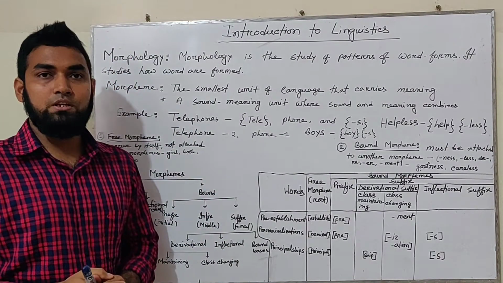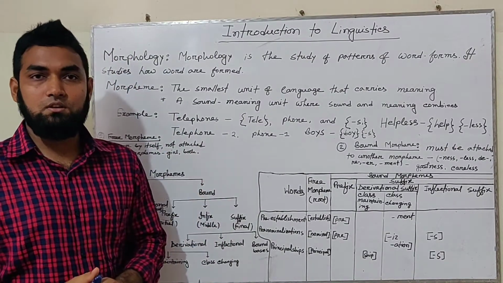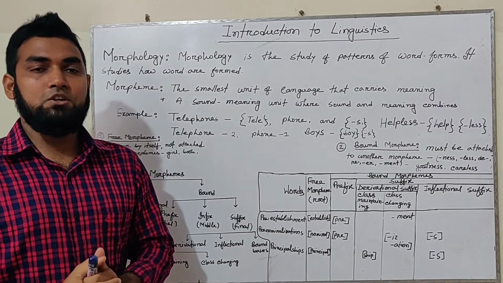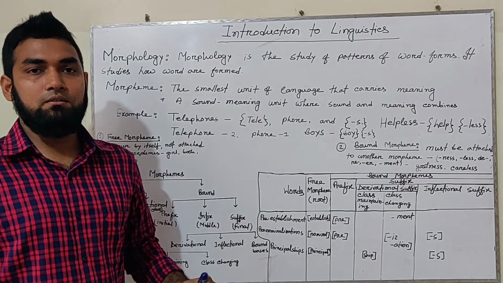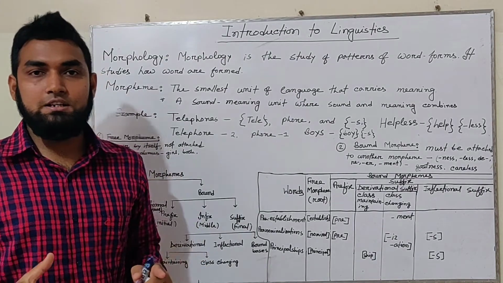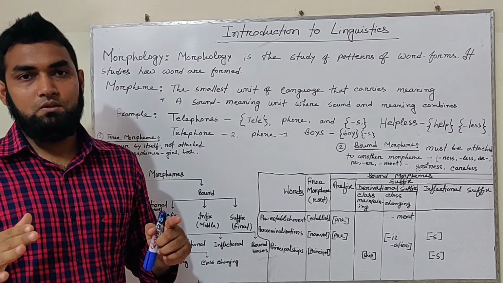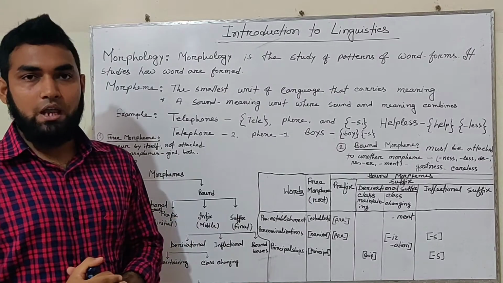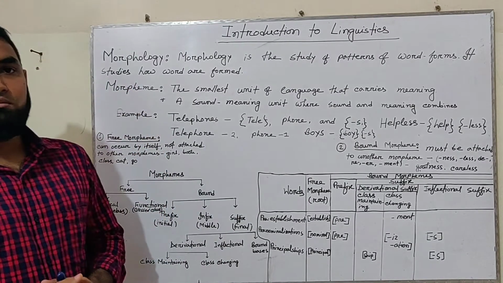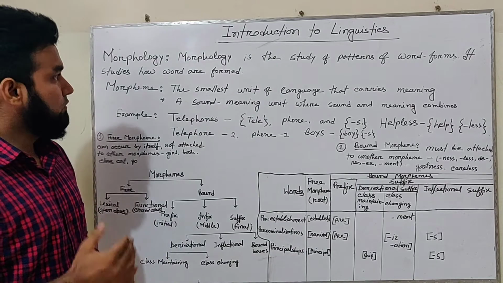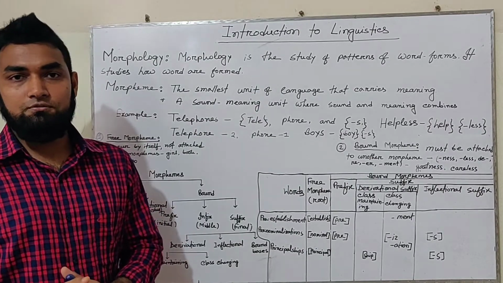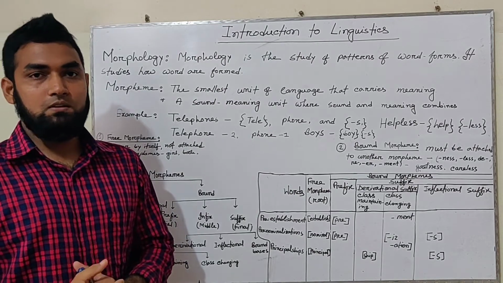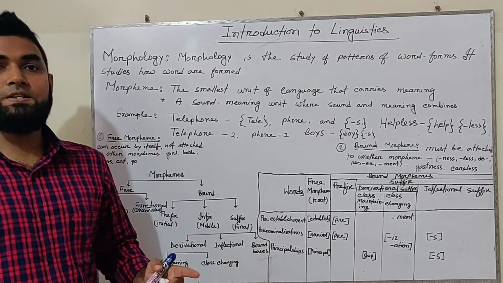First of all, we need to know what is linguistics. Linguistics is the scientific study of language, where language is studied scientifically. Morphology is the part of linguistics. Okay, so first of all, the definition of morphology. Morphology is the study of patterns of word formation. It studies how words are formed.